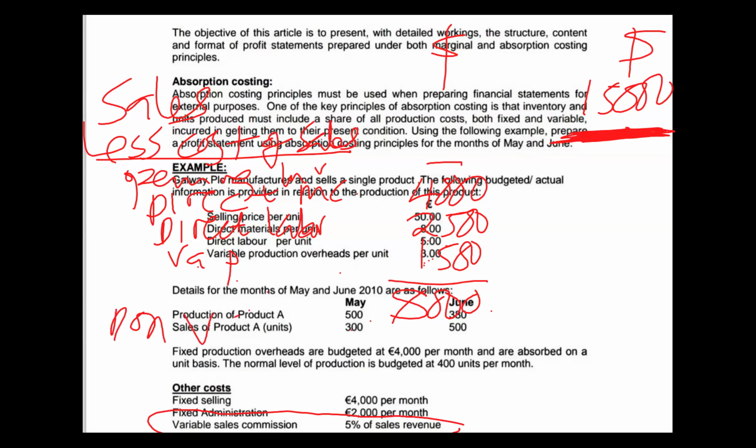Add the non-production overheads. What is the 5% of 15,000? You say 5 divided by 100 times 15,000. 750. Everyone finding the same? Okay. Are we all finding the same? It is 750.